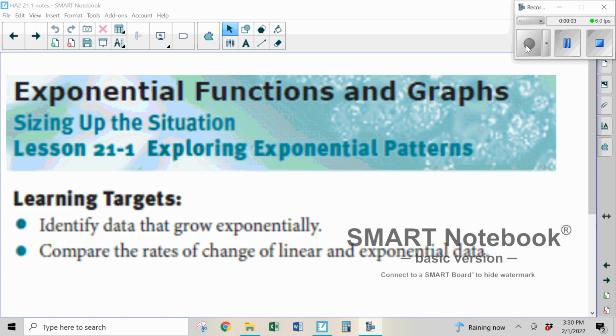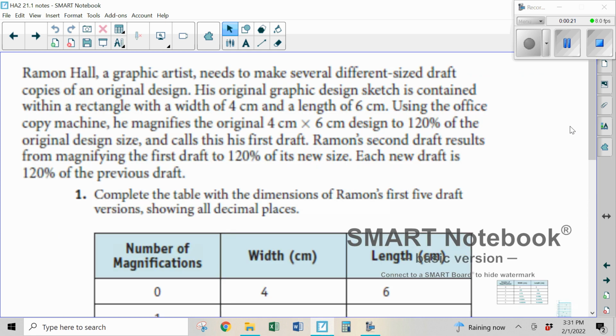All right, guys, today we're doing activity 21-1. It's going to be a pretty short lesson. As I'm talking, you can go ahead and pause the video if you need to spend more time doing whatever you're doing, calculating or whatever. So we are exploring exponential patterns. So I'll go ahead and read this first paragraph, and we're going to fill in the table.